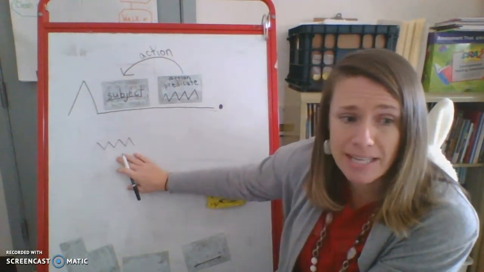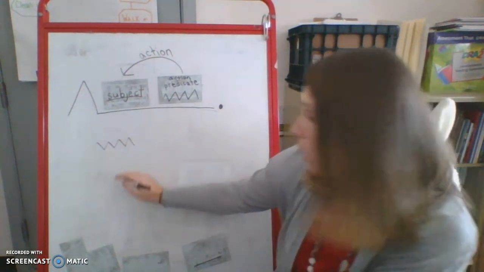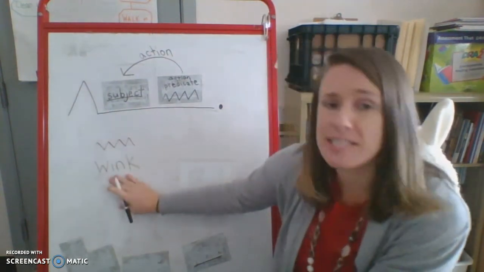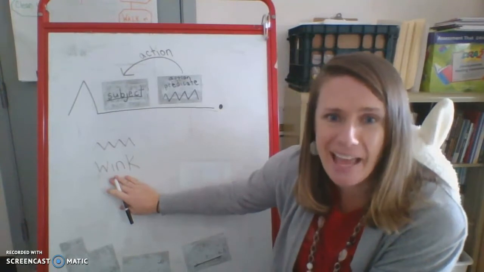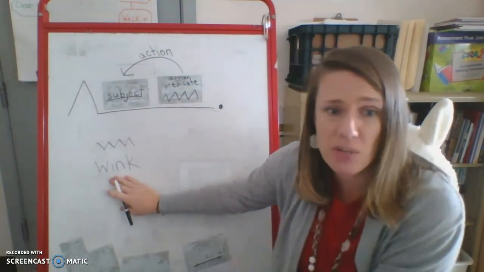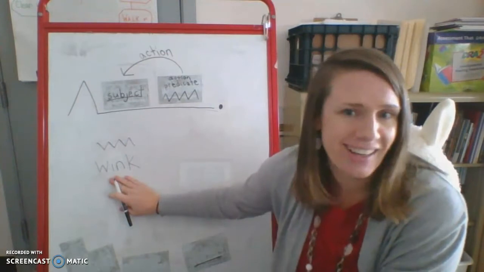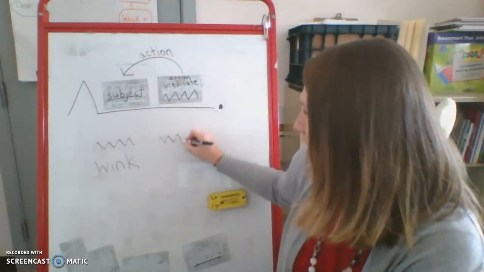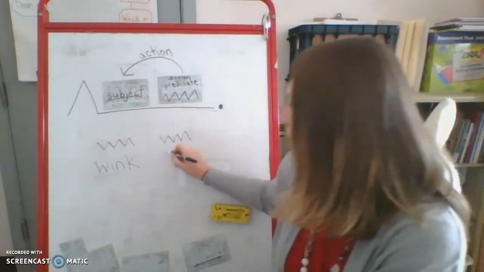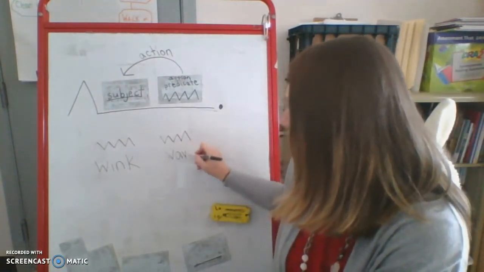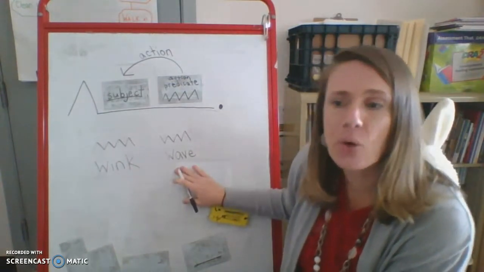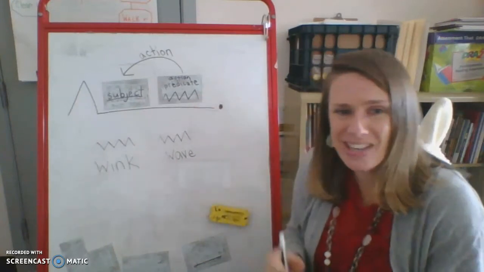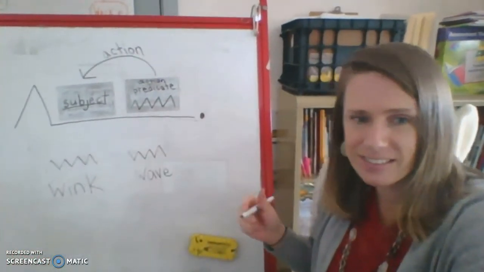Okay, here's my predicate symbol. I'm going to list an action below. What does this one say? Wink. Everybody show me. This is a physical action. You can do it. Show me winking. It's blinking with just one eye. Okay, here's my action symbol. Let me write another one. W-A-V-E. What does that say? Wave. Go ahead. Can you do it? Wave. Nice job doing that predicate, that action.